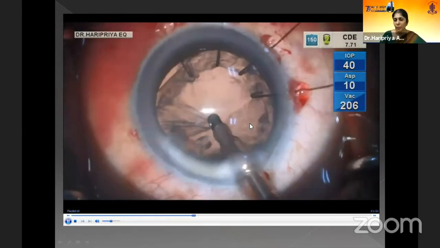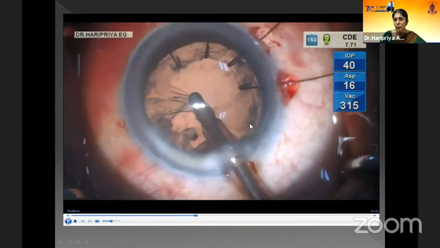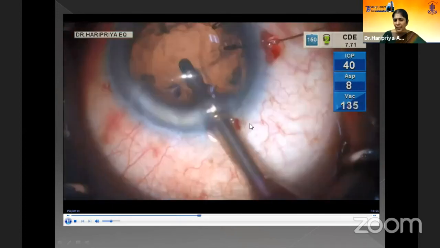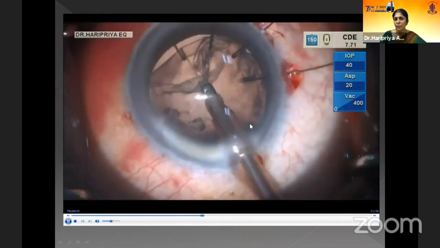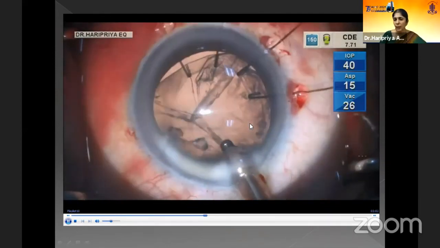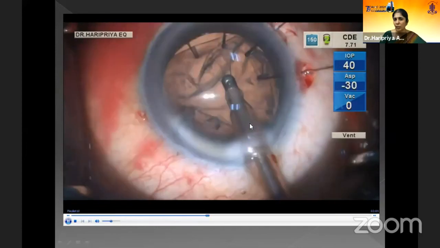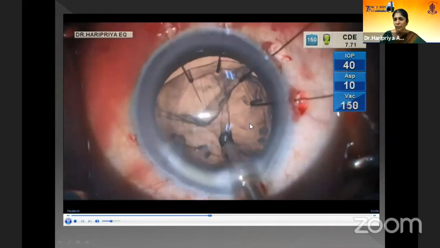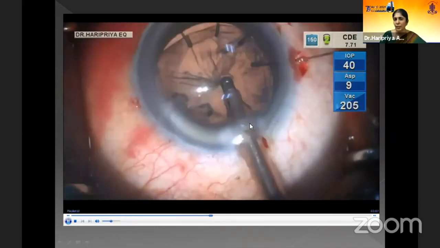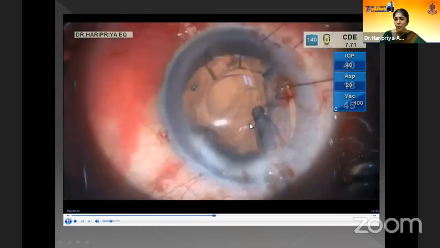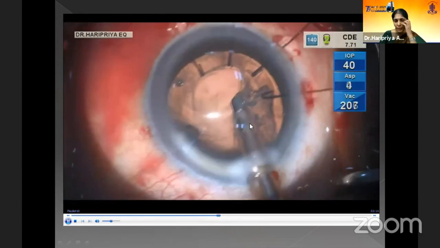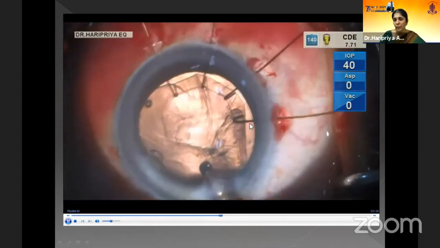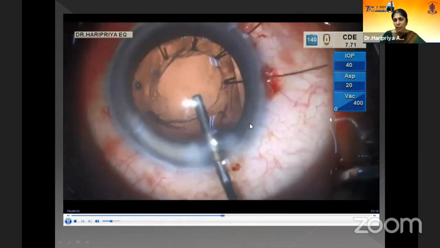The cortex aspiration with the coaxial irrigation aspiration again is a challenge, even without the CTR, because the bag is very weak. So very careful aspiration, very gently. I'm just holding the anterior leaflet of the cortex and aspirating it out, interspersed with injecting viscoelastic in between, because this way you can push the bag back and then go back to aspirating the rest of the cortex.